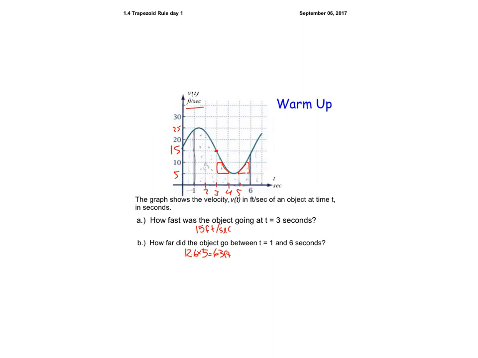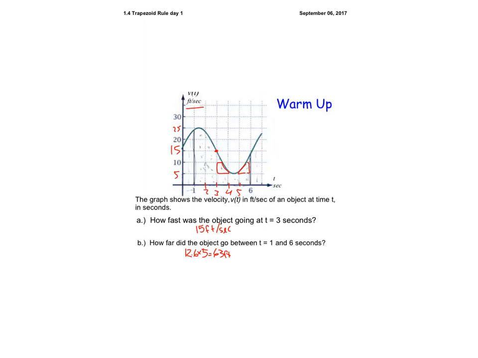For this warm-up, we're provided with a graph. The graph shows velocity over a period of time, which is 6 seconds. In this case, or 7 seconds, you could say. And the question is, how fast was an object going at 3 seconds, and how far did the object go between 1 and 6 seconds?